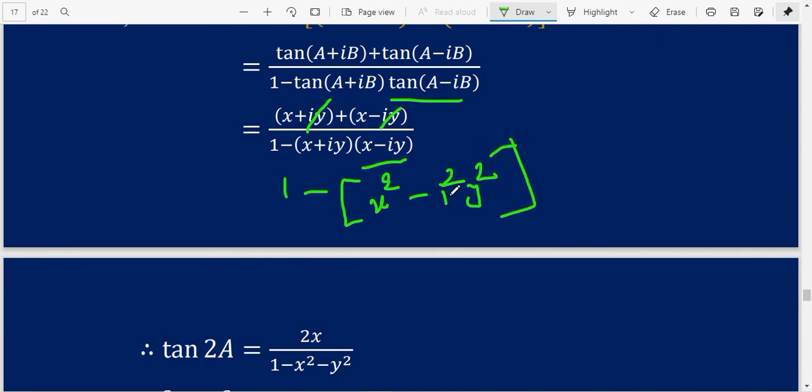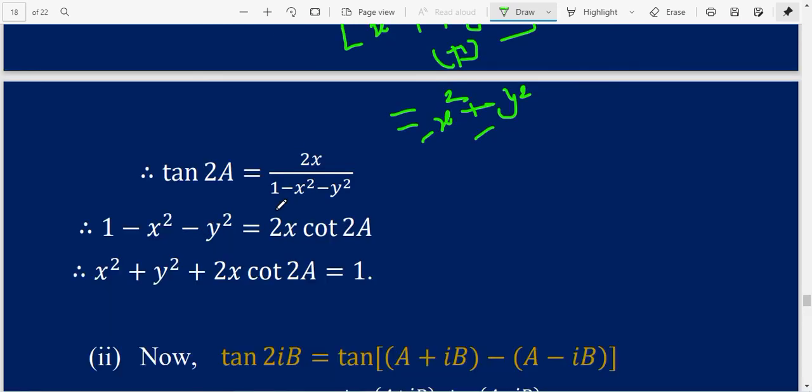So i square is equal to minus 1, and minus minus becomes plus, so we get x square plus y square, and with the minus sign in front, 1 minus x square minus y square. So tan 2a is equal to 2x upon 1 minus x square minus y square. So 1 minus x square minus y square is equal to 2x upon tan 2a.